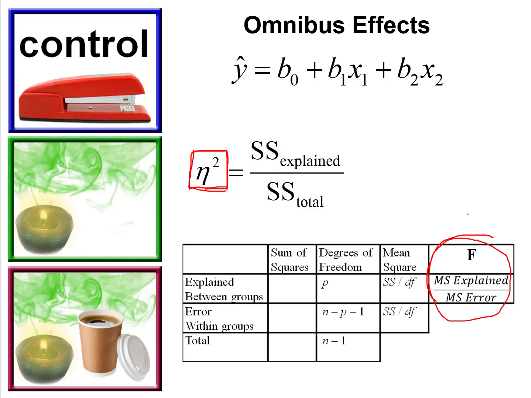So our eta squared with an F statistic tests the omnibus effect and tells us to what extent is there a difference between groups. In general, overall, to what extent is there a difference between groups?